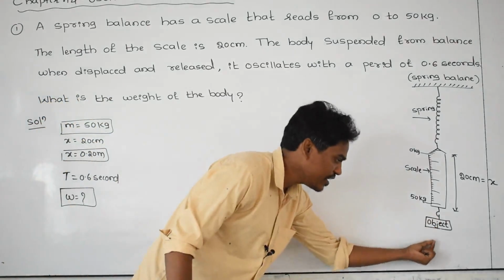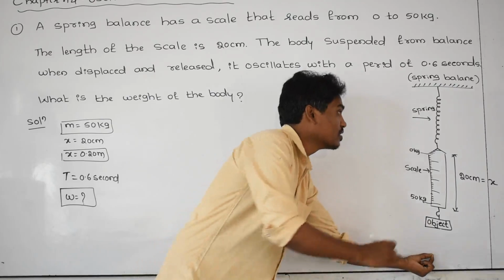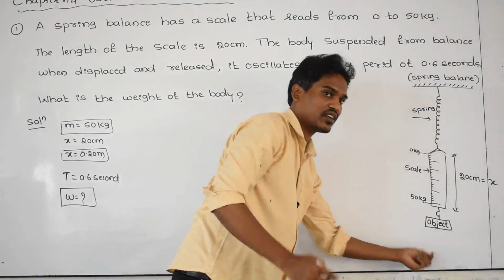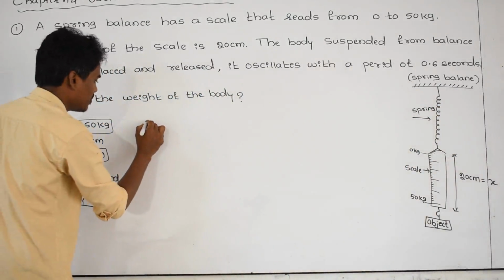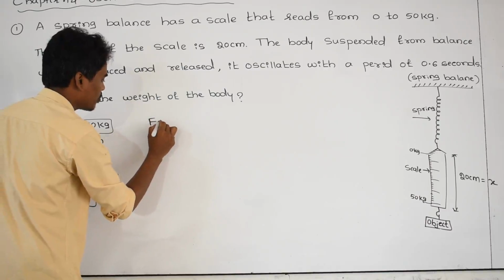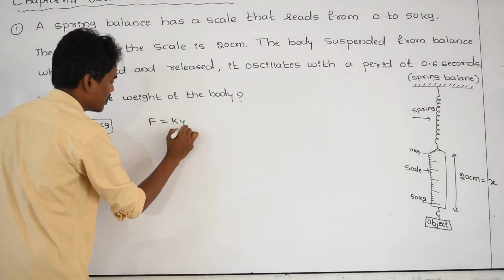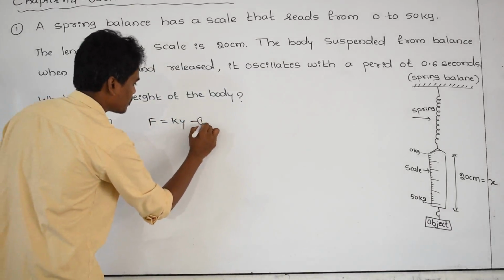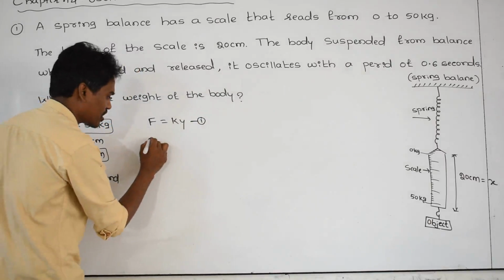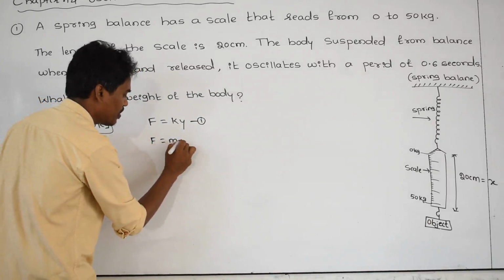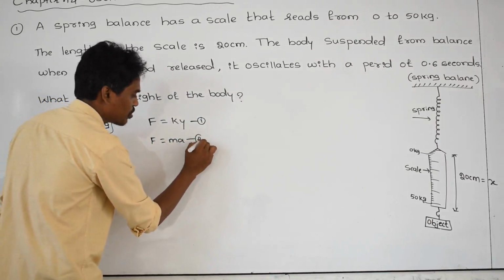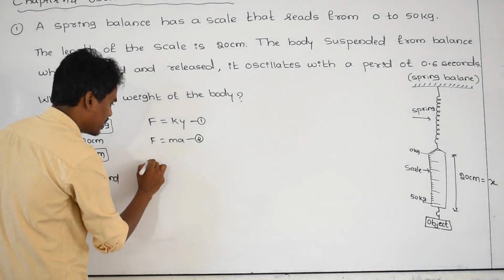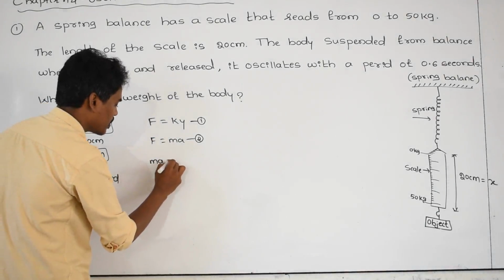If you pull the body in downward direction, the restoring force is going to be generated inside the spring. That can be found by using the equation, that is F is equal to K into Y. This equation you know very well. Let us take it as equation 1. And as you know very well, Newton's second law, F is equal to m into a. Let us take it as equation number 2. Equate these two. This is F, this is F. Then ma is equal to K into Y.